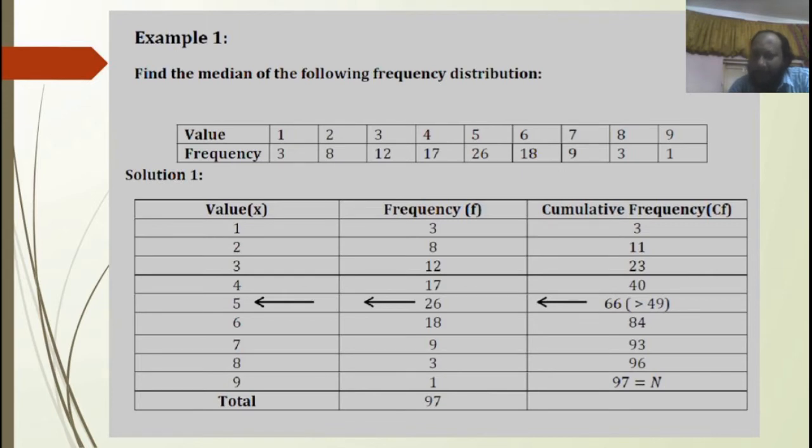3, and next is 3 plus 8, that is 11, and next is 11 plus 12, that is 23. Next is 23 plus 17, that is 40. Next is 40 plus 26, that is 66. Next is 66 plus 18, that is 84. Next is 84 plus 9, that is 93. Next is 93 plus 3, that is 96. And last one is 96 plus 1, that is 97. So n is equal to 97. This is the total frequency.